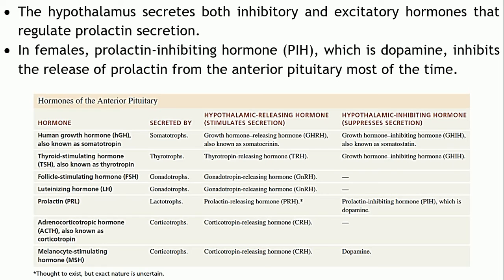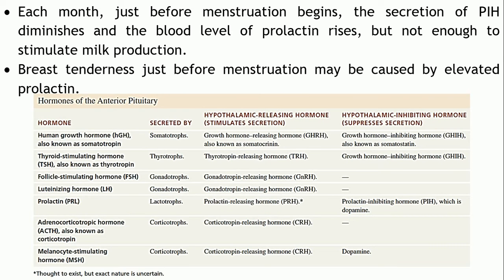Now again there are releasing and inhibiting hormones. This prolactin releasing hormone is thought to exist, but its exact role is not known. Releasing hormone means it will promote the release of prolactin, right? Whereas there is an inhibiting hormone as well, prolactin inhibiting hormone, PIH, which is actually dopamine. So this will inhibit the release of prolactin.